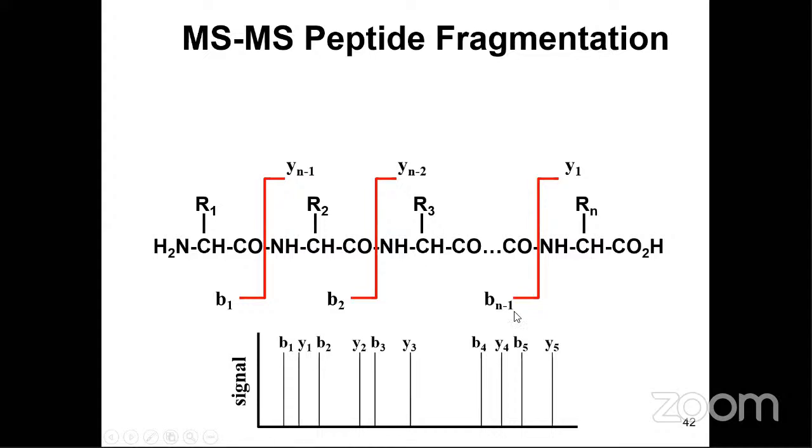When we add up B1 with Y5, and B2 with Y4, all the numbers should be the same. B3 plus Y3, B4 plus Y2, and then B5 plus Y1. That number should be the same, and it should be the mass value of that particular peptide fragment. So that is one way of rationalizing the results we get. That will give us an idea of the sequence. Based on the B1, B2, B3, B4 and B5 values, we will be able to build up the sequence of the particular peptide.